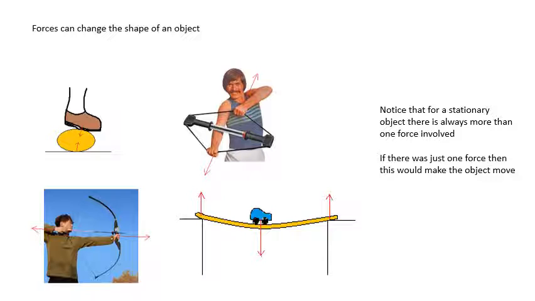Okay, now forces can change the shape of an object. Forces can deform an object. It can be compressed, it can be stretched, it can be bent. Notice that in all of these cases there is more than one force involved, and to change the shape of an object you would need more than one force. If you just pushed an object, then it would move and it wouldn't be deformed probably. So to squash it or stretch it or bend it, you need more than one force.